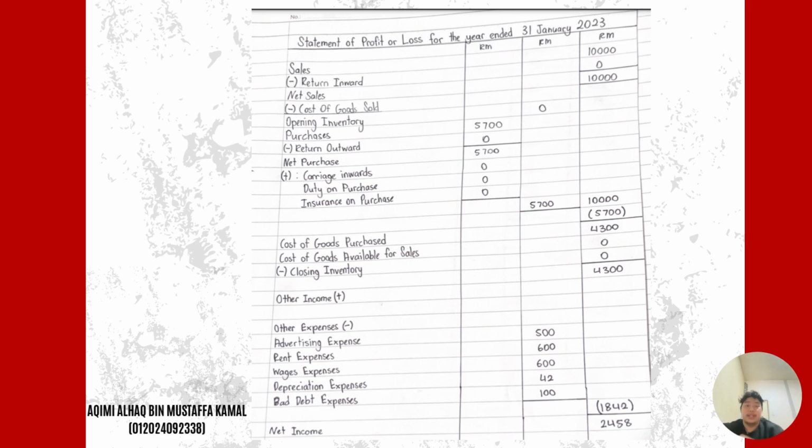After that, we need to plus other income, but we do not have other income. And then we need to minus other expenses. The other expenses is 1,842 ringgit. So we take 4,300 ringgit minus 1,842 ringgit, and we're going to get 2,458 ringgit, which is our net income.